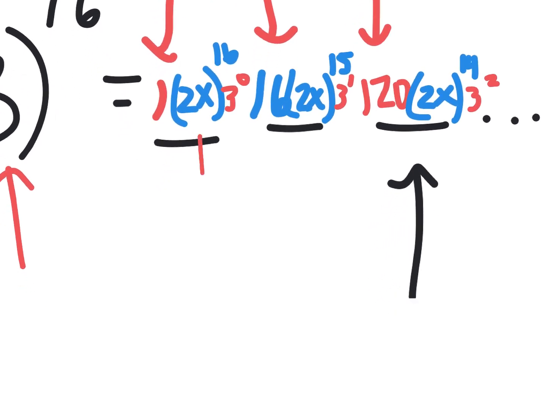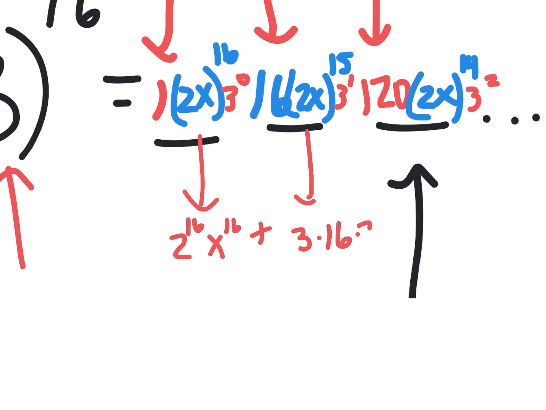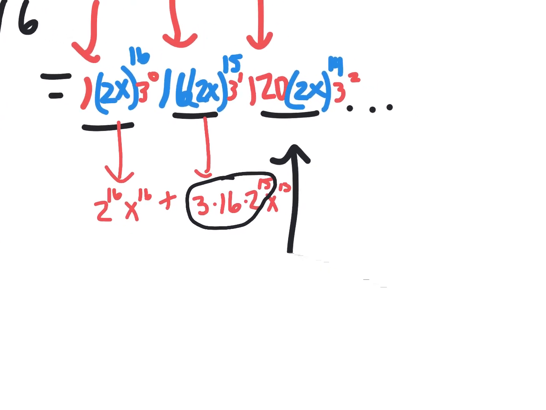So my first term is that. It's 2 to the 16th, x to the 16th. I'd be totally fine with you leaving it as 2 to the 16th. It's massive and it wouldn't be worth writing out. And this one would be 3 times 16 times 2 to the 15th, x to the 15th. And this is also, like Voldemort, one that shall not be named. Just too big, nasty. So I'd be fine with you leaving it that way.